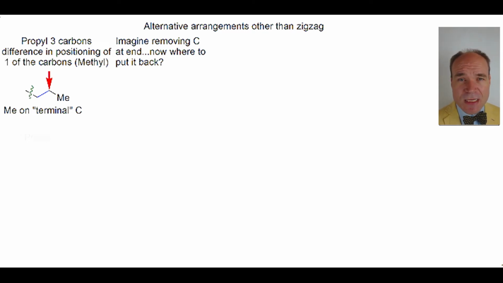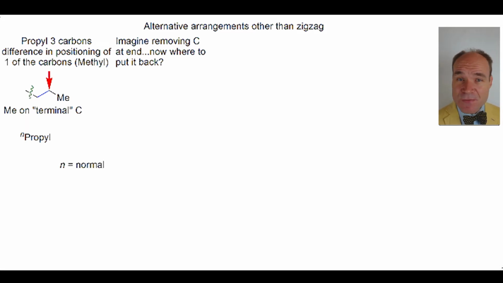That would be called NPR, where N stands for normal and PR stands for propyl. Note here that CH3 and Me are interchangeable terms. Me represents methyl, which is another way of saying CH3.